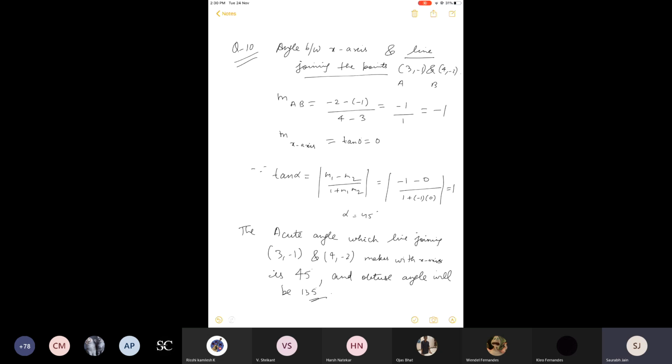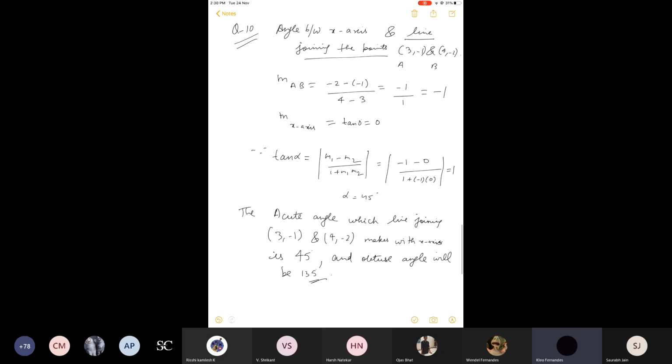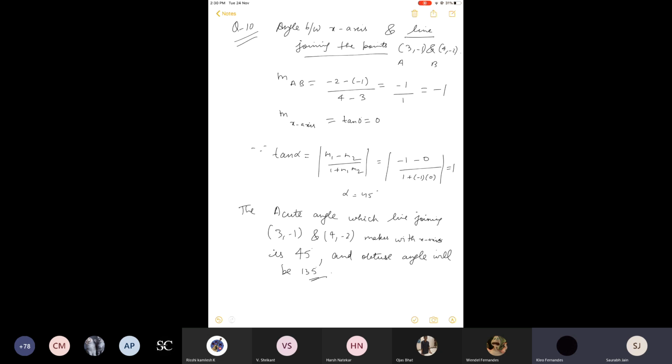Yes, now any other doubt remaining in this exercise? So what you wrote after the acute angle which line join. Any other doubt?